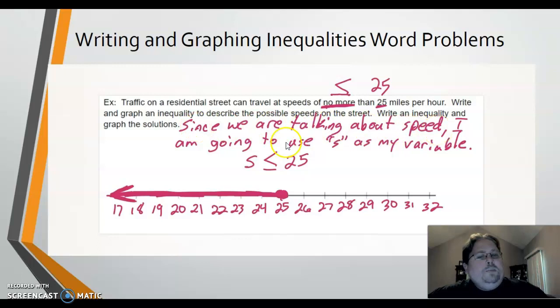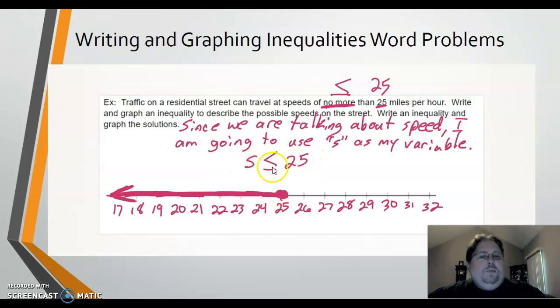Now, since we're talking about speed, I'm going to use S as my variable. You guys are going to determine your variable. I would try to keep it to what we're talking about in the problem, but if you want to use another letter, that's fine too. If you want to just use X all day long, or N all day long, or your initial all day long, I don't care. But you need to choose your variable, and you need to put it before the inequality sign in all of our lessons today. So we have S. We used our symbol less than or equal to. That phrase no more than tells us it's that symbol, and then our 25.